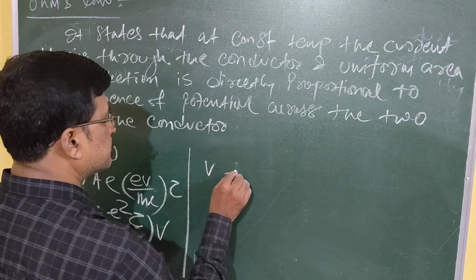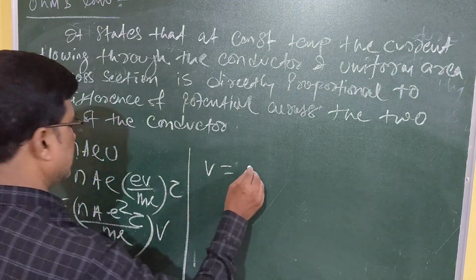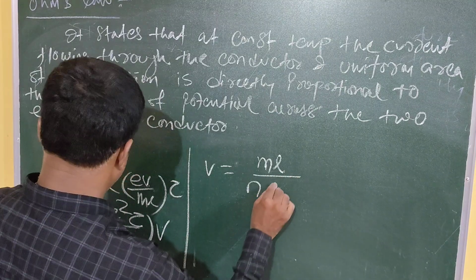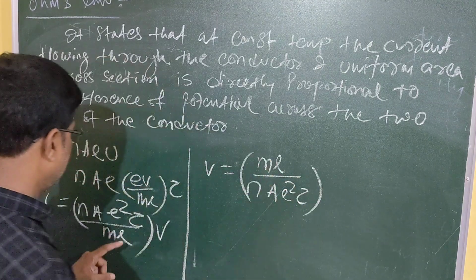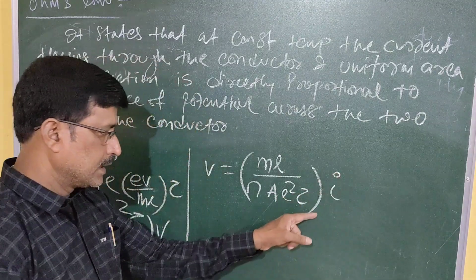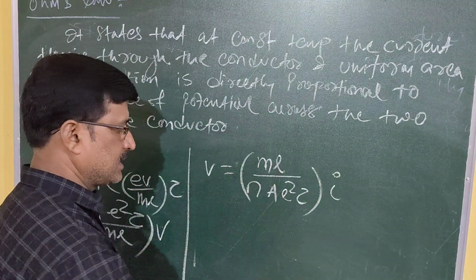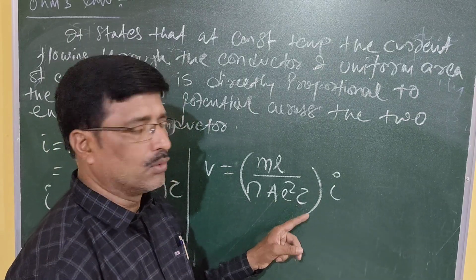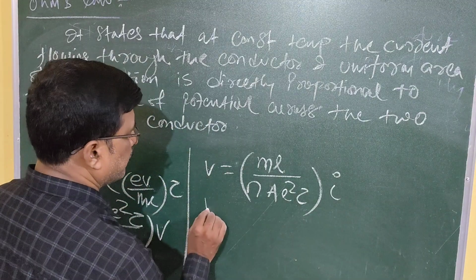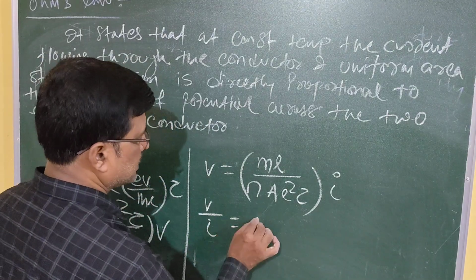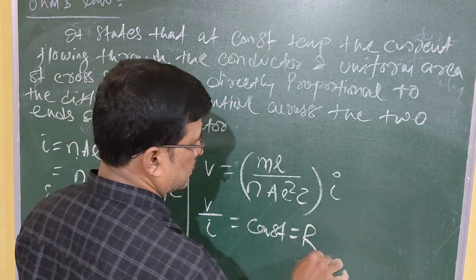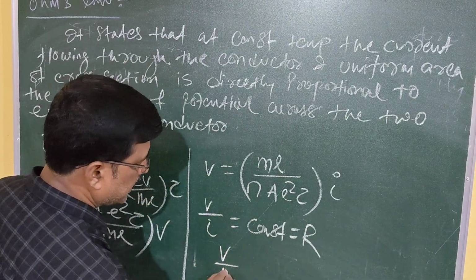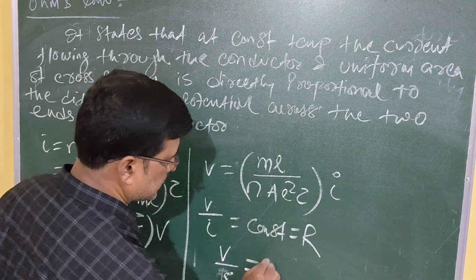So V becomes, taking this to the other side, ml by nAe squared tau into I. This whole thing is constant: mass, length, number of electrons, area, the charge of the electron and tau are all constants. So we can put V by I is equal to a constant, that is equal to R, known as the resistance. So we find V by I is equal to R.